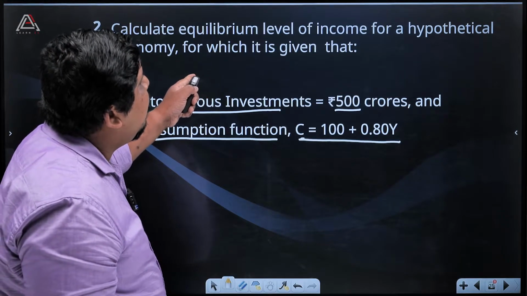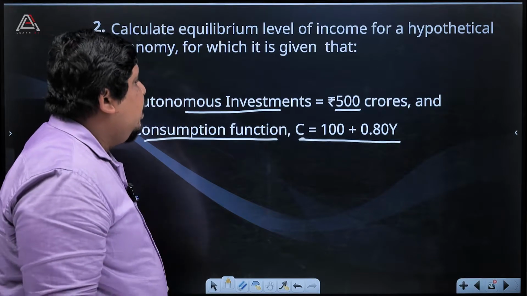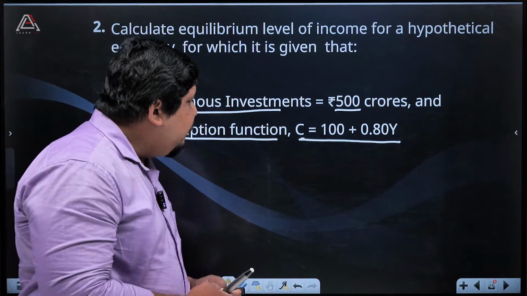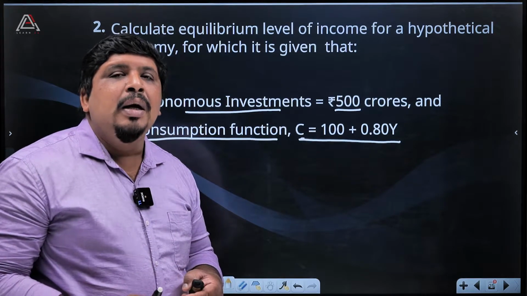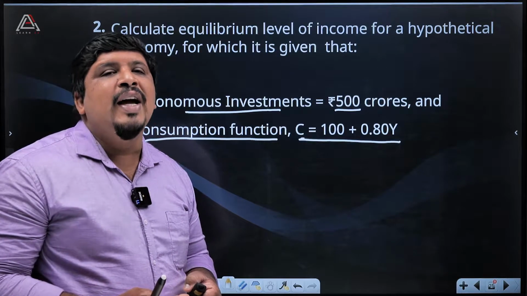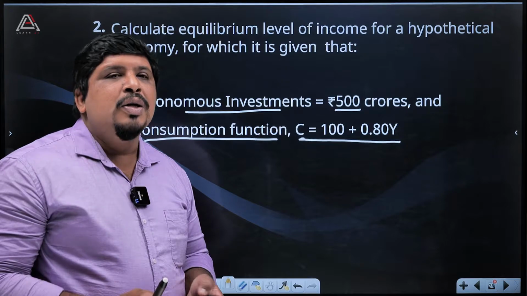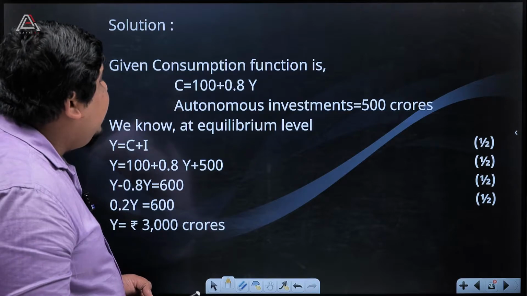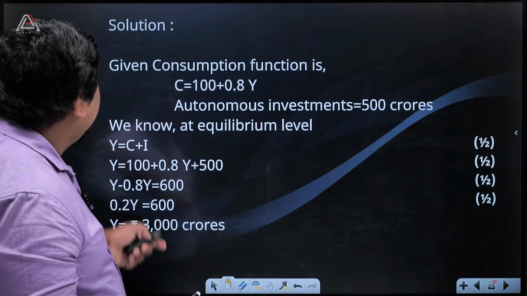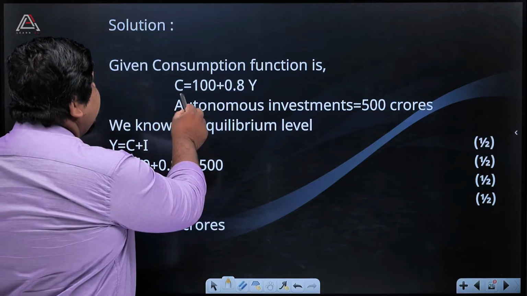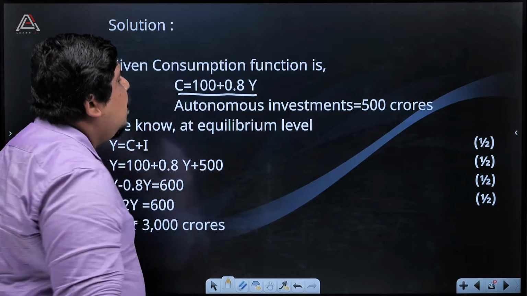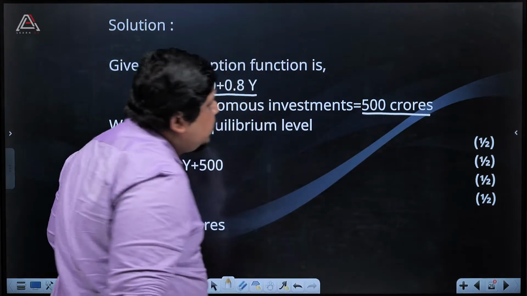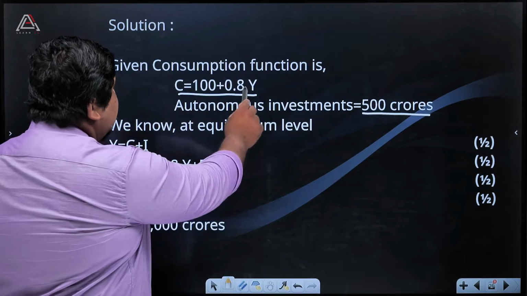What is written there? Calculate the equilibrium level of income for a hypothetical economy. We have to calculate the equilibrium level of income. We are aware of the consumption function and investment function. From those consumption and investment functions, we get the equilibrium level of income. So we have a formula here. We can check that formula. You just take the mark distribution. Given the consumption function, I already mentioned, you write it here, autonomous investment, all these things we can find from your question. This one and this one.